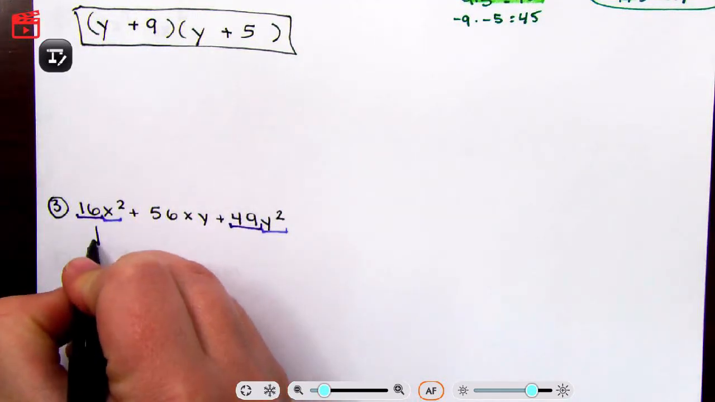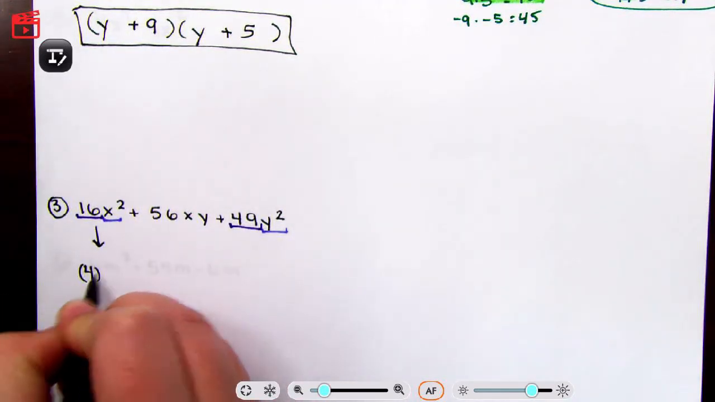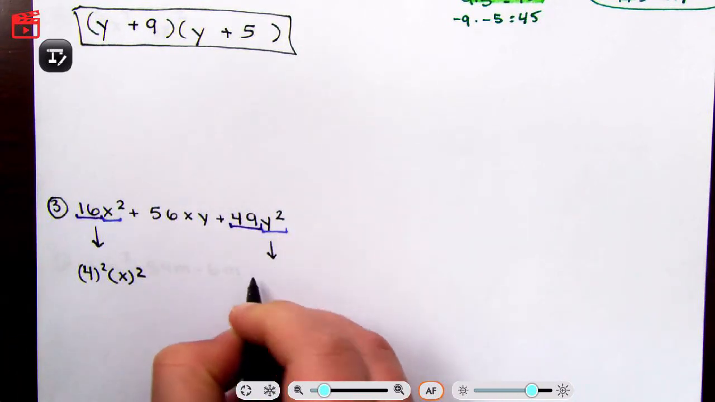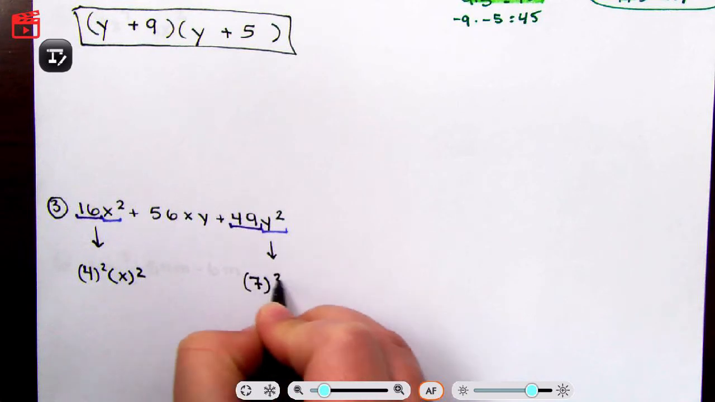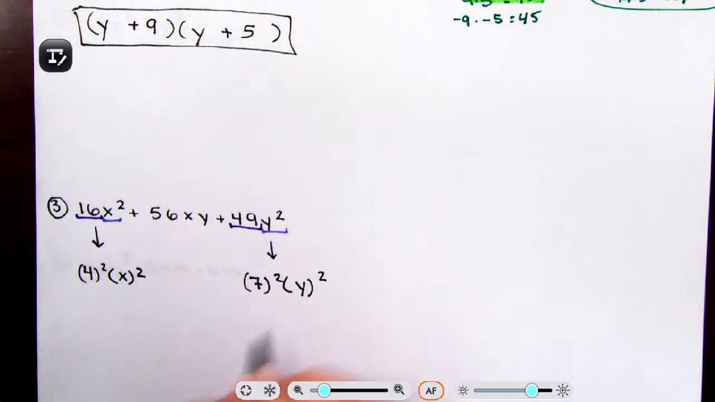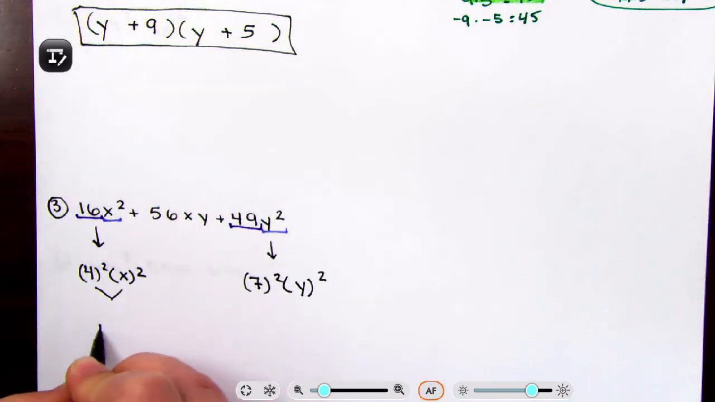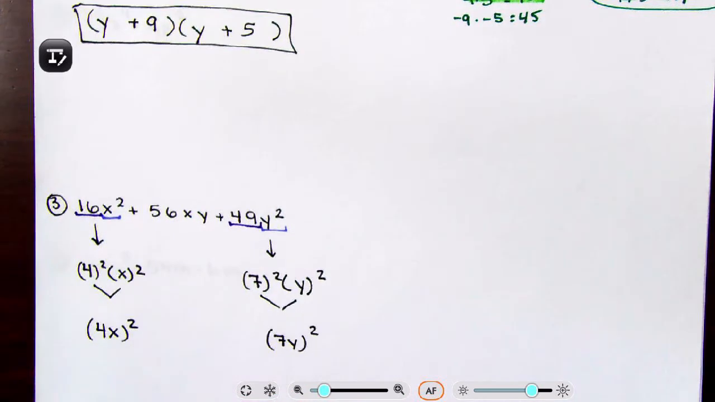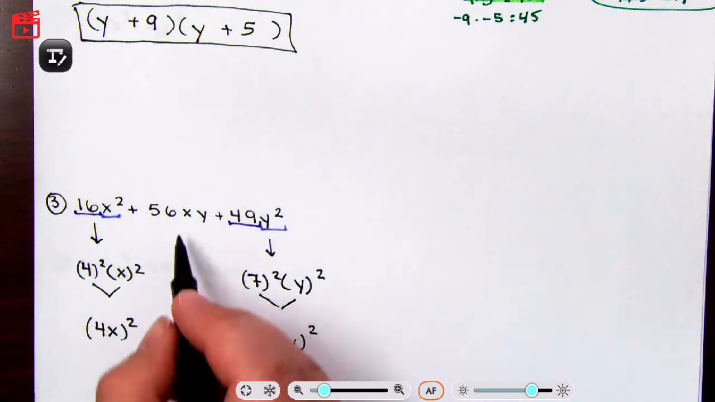So I'm going to rewrite this as a perfect square. I have a 4 squared, x squared. Here I have 49, which is 7 squared, and then I have a y squared. I'm going to combine the two bubbles, so I have 4x squared, and I have a 7y squared. And then in the middle, this is where we need to check.